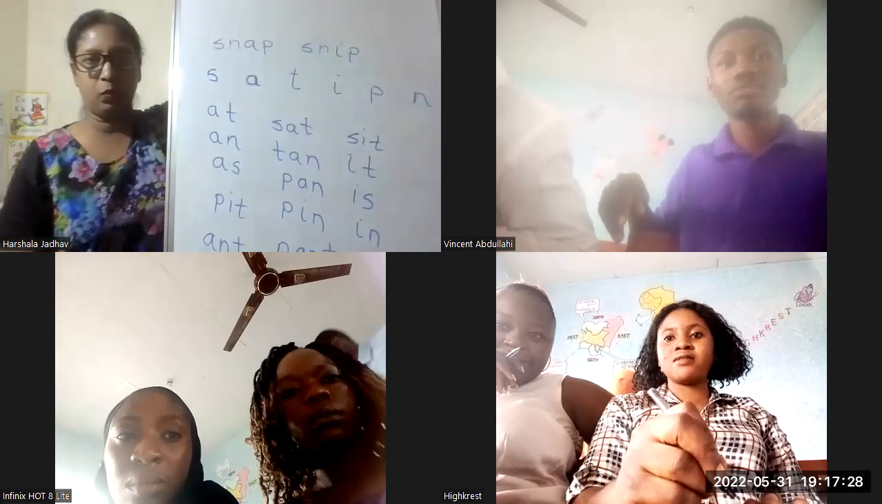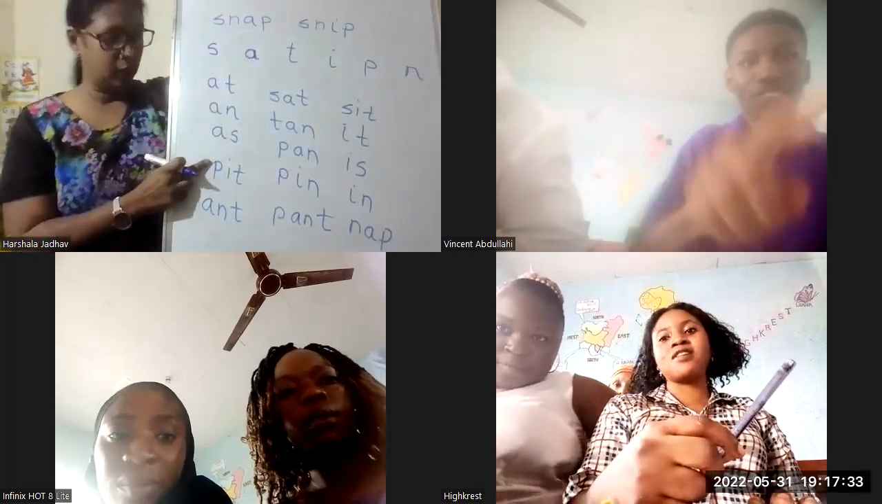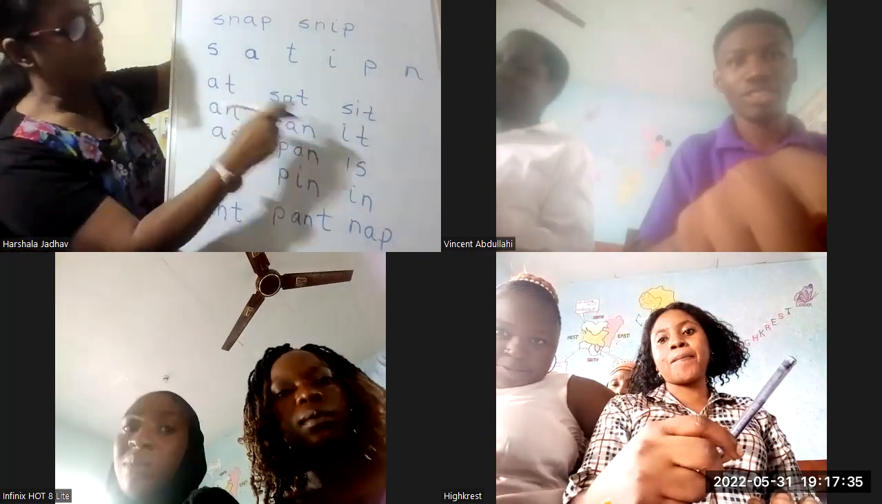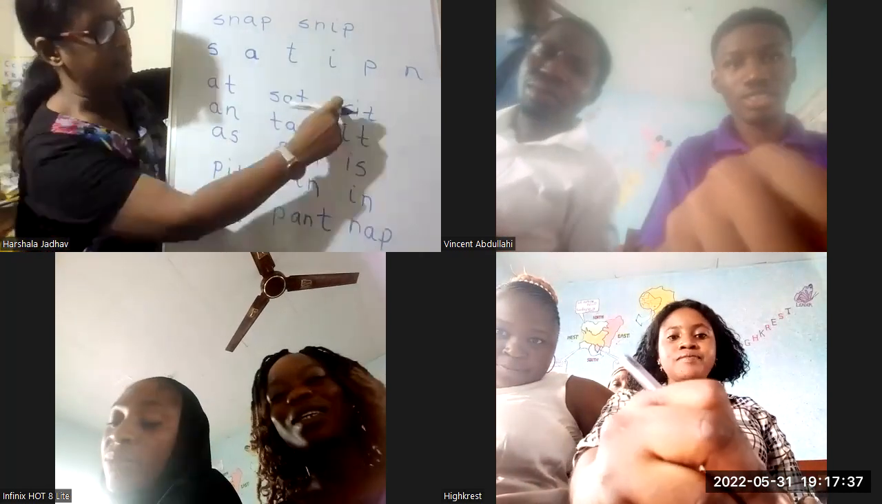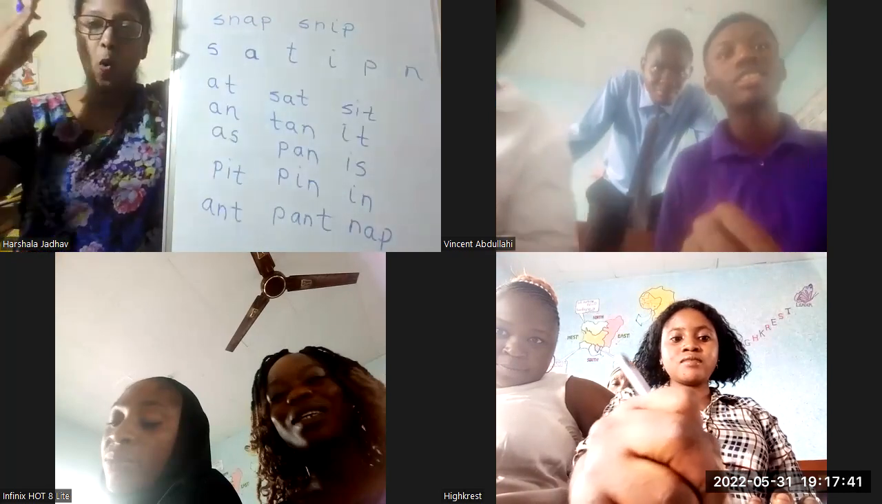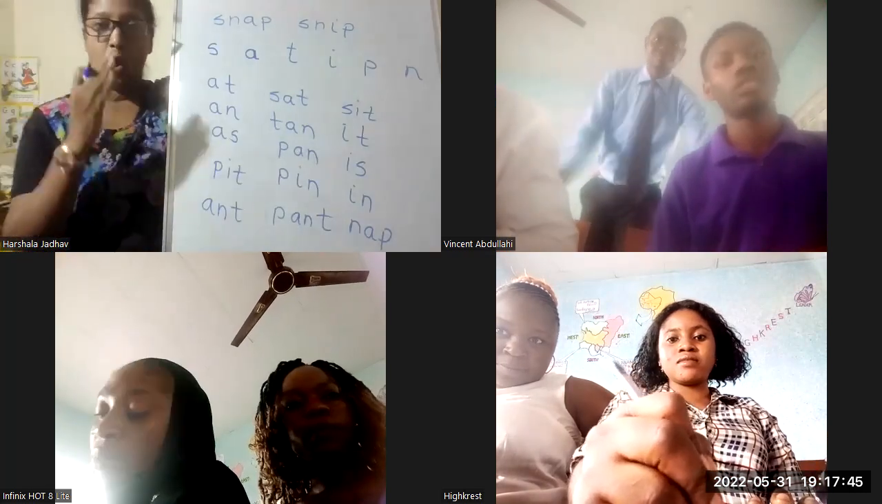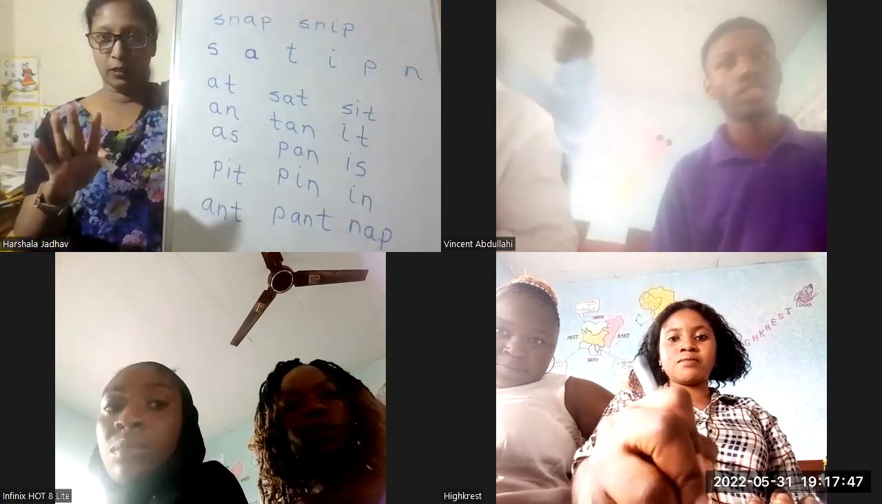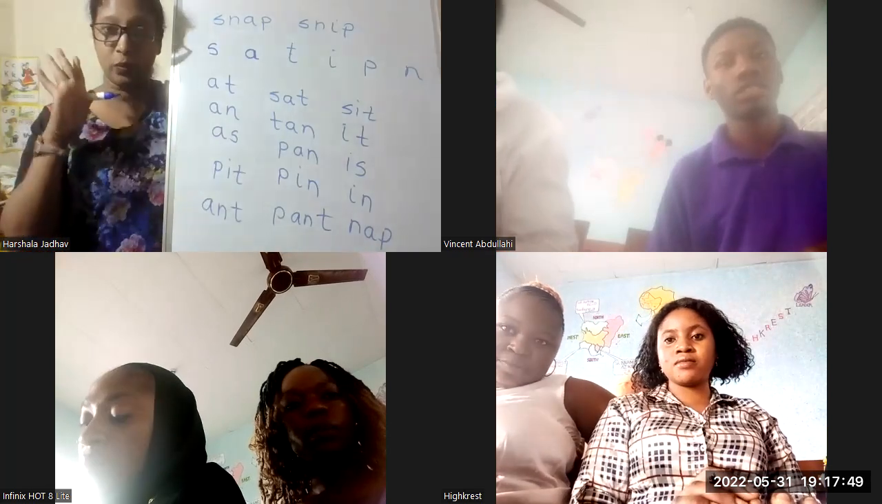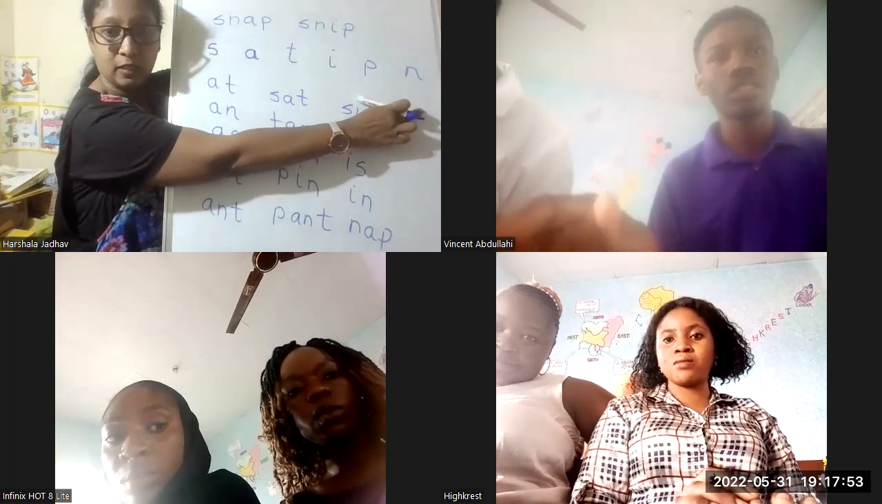So see, look at the board. How many words? At, and, as, pit, ant, sat, tan, pan, pin, pant, sit, it, is, in, nap, snap, snip. There are so many more words. We can make almost 40 words using only these 6 letters.